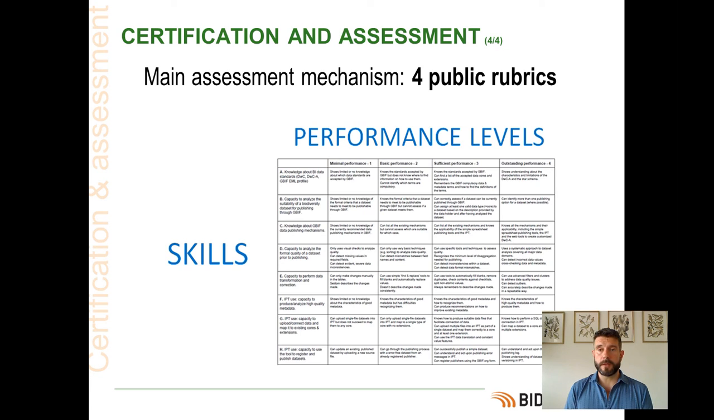To get one of the basic badges, you should try to demonstrate what is described in the column called sufficient performance, number 3. If you aim to get one of the advanced badges, then you should try to demonstrate the skills listed for the outstanding performance, number 4, in those rubrics. I would recommend you go through the rubrics carefully and read what is expected from you, and remember those things while completing the exercises.